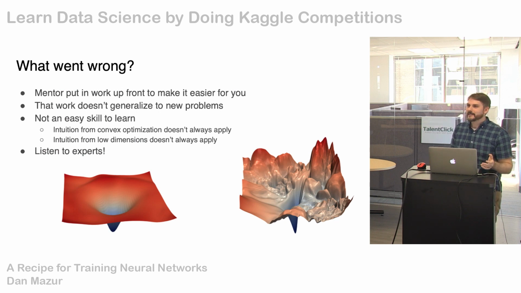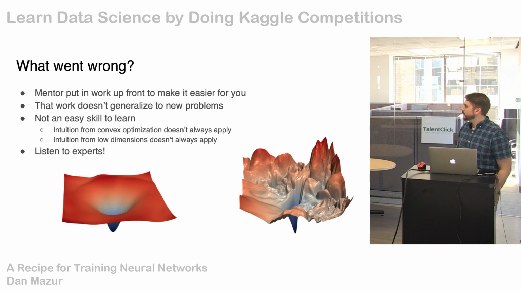So what goes wrong in this normal trajectory of learning deep learning is, the mentor does all this work, and then that work doesn't generalize to the new problems you want to solve. It turns out that actually getting these neural networks to train properly is not such an easy skill to learn. You can try and develop intuition about it.